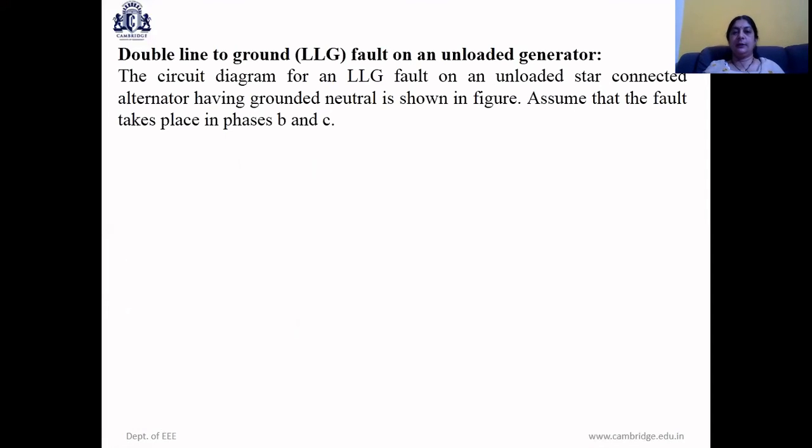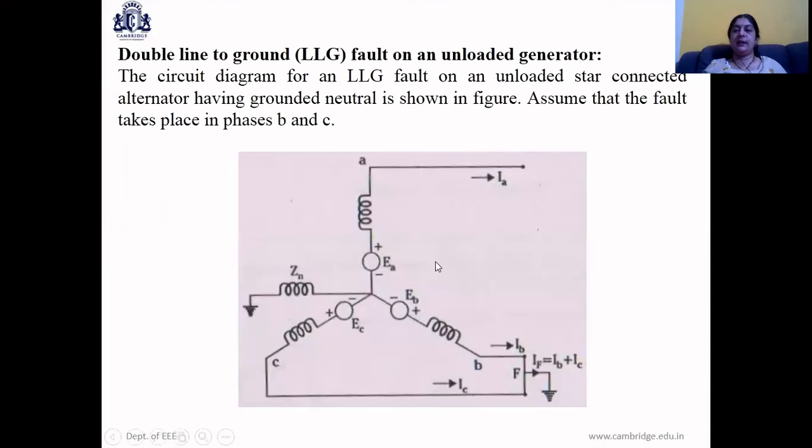Now we will talk about the double line to ground fault on the unloaded generator. The circuit diagram for an LLG fault on an unloaded star connected alternator is as represented in the diagram below. Let us assume that the fault is taking place between the phases B and C. So now the phases B and C are shorted and grounded, a double line to ground fault. Therefore, the fault current is IB plus IC. The unloaded generator is kept open, so IA equal to 0. The neutral is grounded through the impedance ZN.